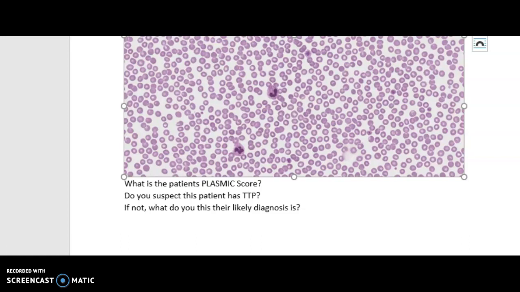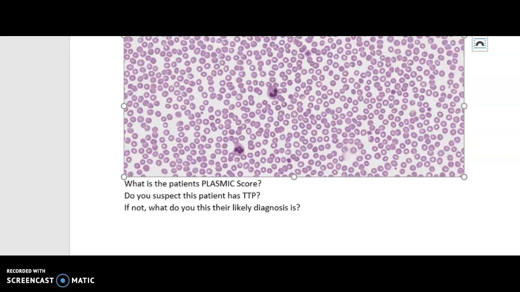So what was the PLASMIC score? Was 4. Do you suspect this patient has TTP? No. What is the defining feature of TTP? Schistocytes, fragments, and low platelets. So I have low platelets, but I don't have critically low platelets, and I definitely have no schistocytes in that picture. So it is not a TTP picture.